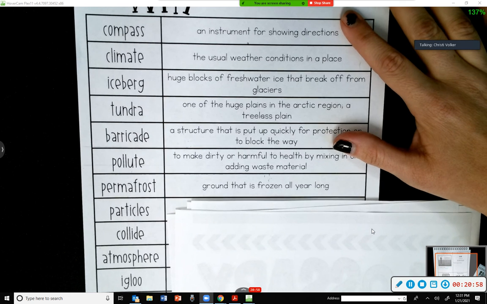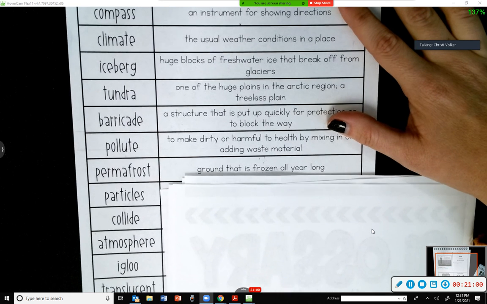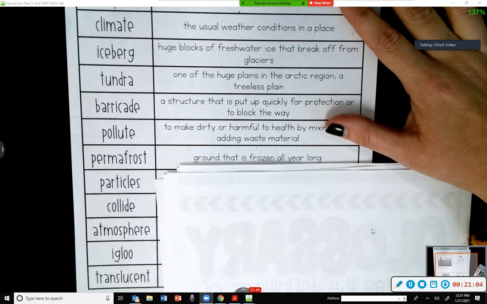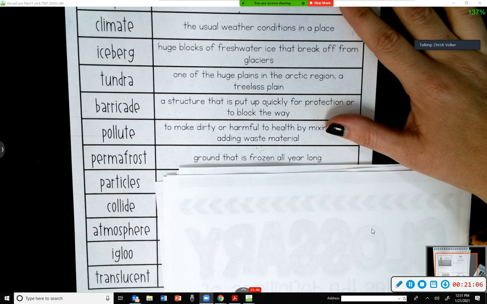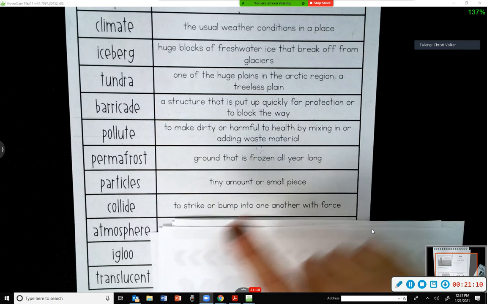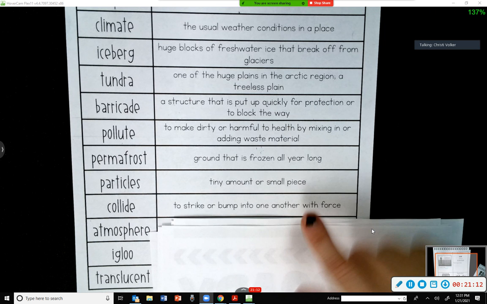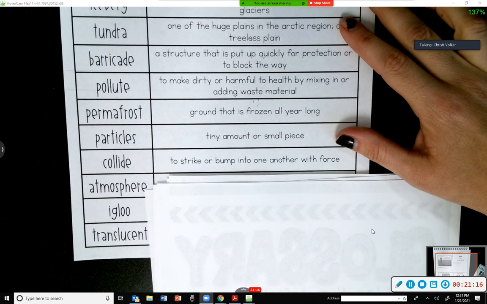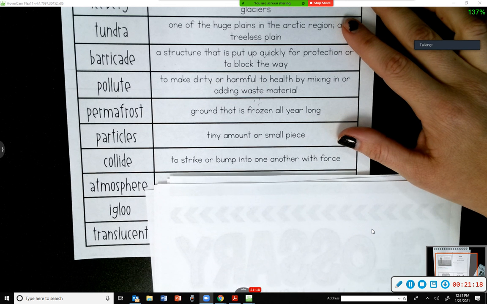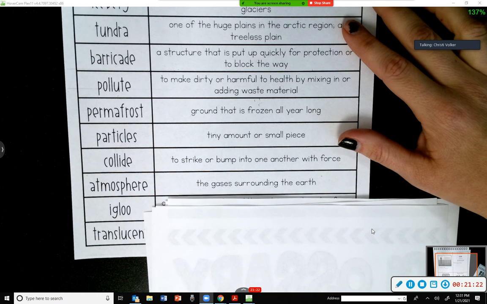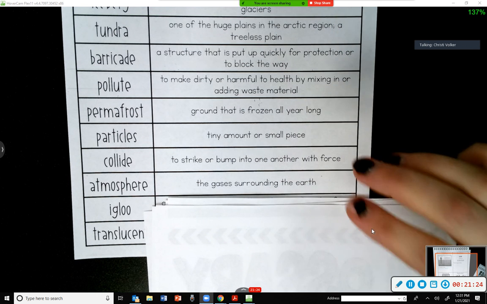Collide. Bryson and I collide in the hallway. What does that mean? What do you think, Evangeline? Like bump into each other. Bump into each other. Good. To strike or bump into one another with force. Atmosphere. It's like the gases surrounding the earth.